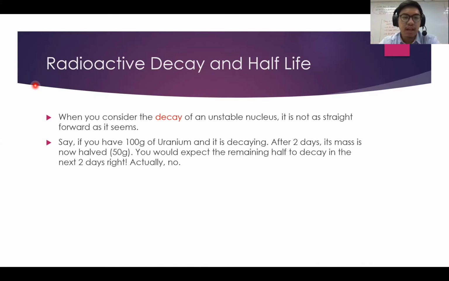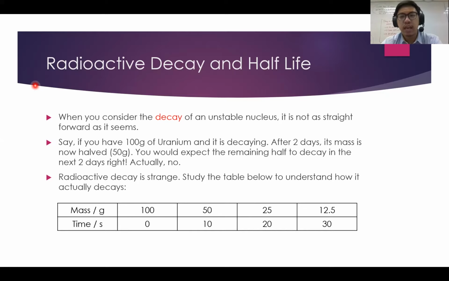Say you have 100 grams of uranium and it is decaying. Let's say after 2 days, the mass of this uranium becomes half, so 50 grams. By logic, you would expect the remaining half to decay in the next 2 days. But actually, that doesn't happen when it comes to radiation. What actually happens is something like what is shown in this table.